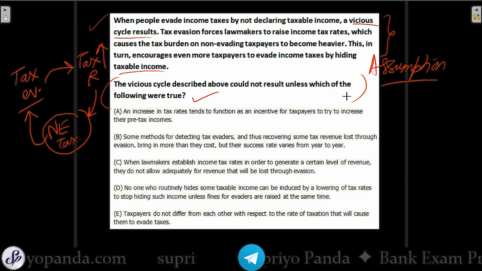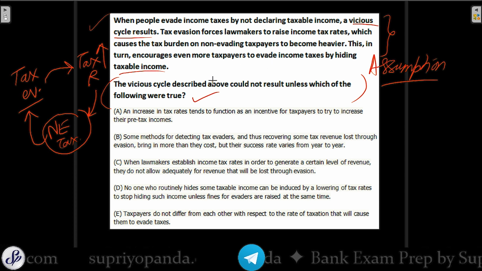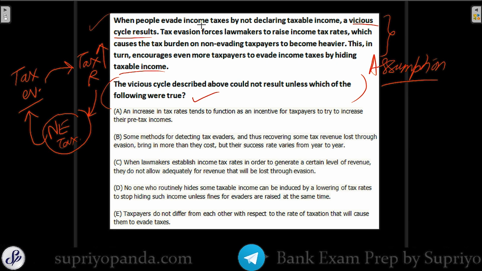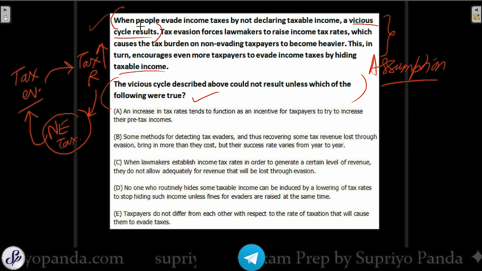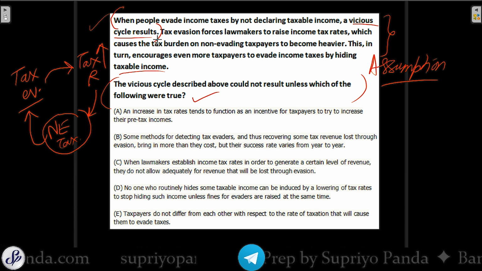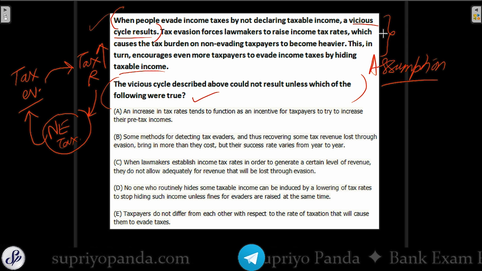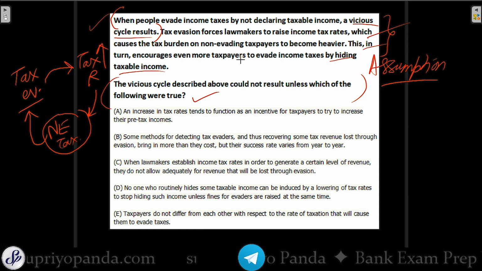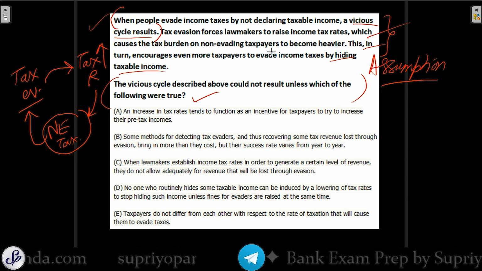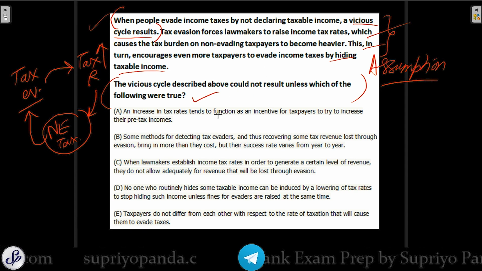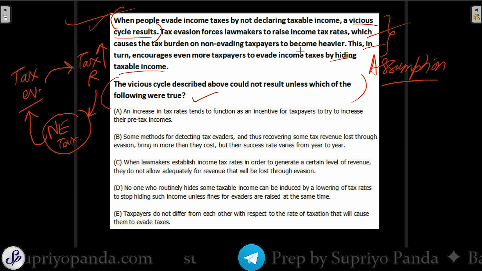And always, as I told you, you have to find the conclusion first. So what's the conclusion over here? Even in the very first line you can understand: when people evade income taxes by not declaring taxable income, a vicious cycle results. So here you have your exact conclusion. The vicious cycle is happening because people are evading their income taxes. That is the essential conclusion, and all the other things written here just explain how this system is happening. Once you have identified this conclusion, you can work towards what has to be true so that this conclusion is true. That is what we are searching for in this question.